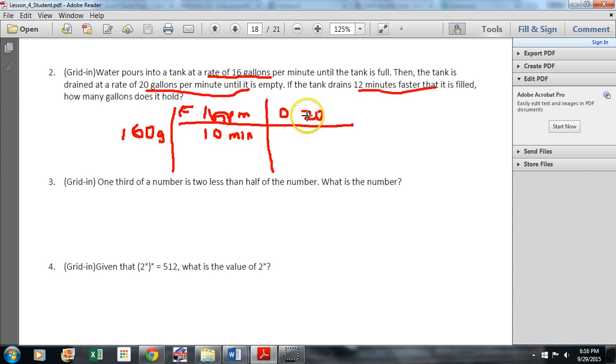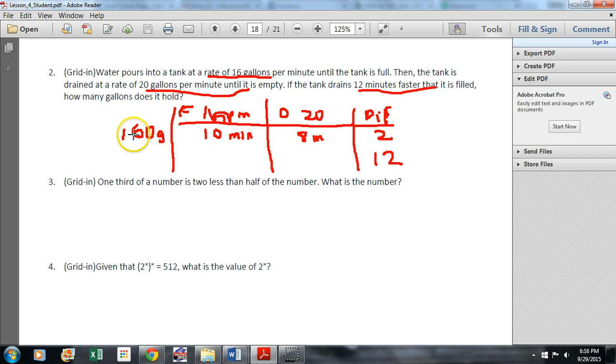And if it drains at 20 gallons per minute, 160 divided by 20 gives me 8 minutes to drain. Now my differential between the two, let's create another column over here, is 2 minutes. We want a differential of 12 minutes. It's at 2 when it's at 160, so I can multiply this by 6, which will give me 12 minutes.